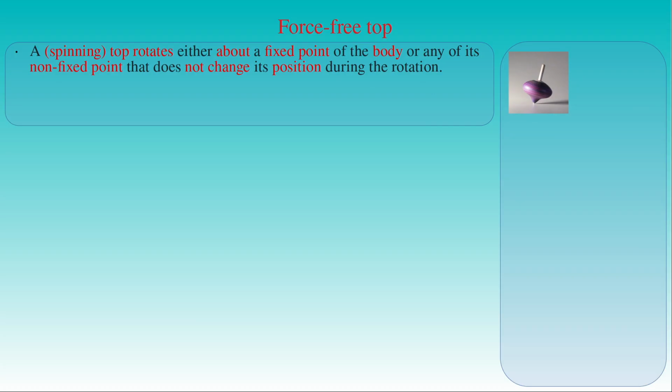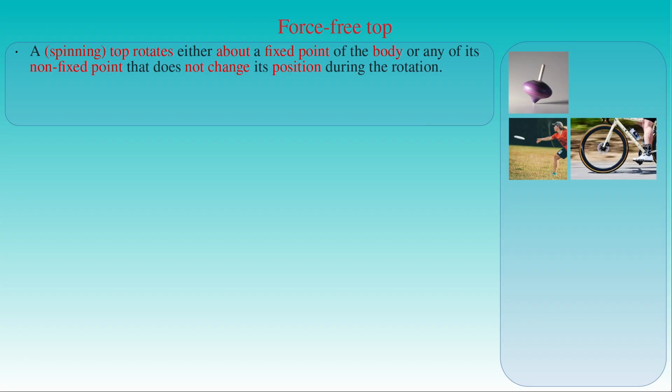In physics, a rigid body of arbitrary shape and mass distribution is called a spinning top or simply a top, if it rotates either about a fixed point of the body or any of its non-fixed point that does not change its position during the rotation. For example, the motion of a flying disc or the front wheel of a bicycle about its center of mass can often be ignored in the first approximation, and the disc or the wheel rotating about its center of mass supposed to be at rest can also be considered as a spinning top.